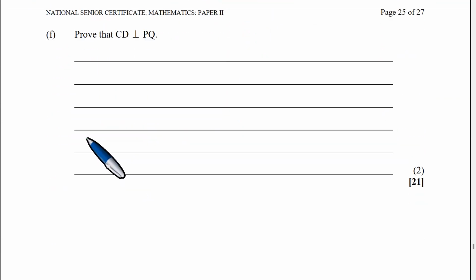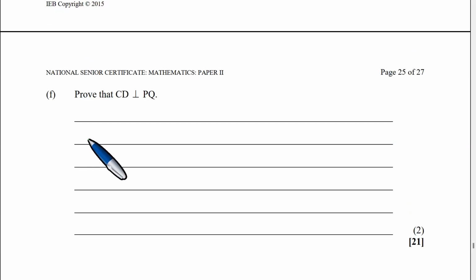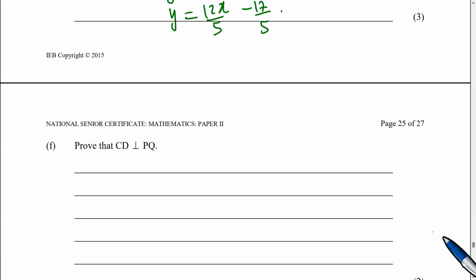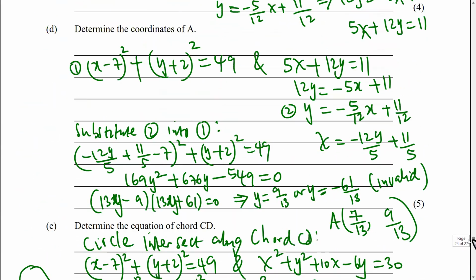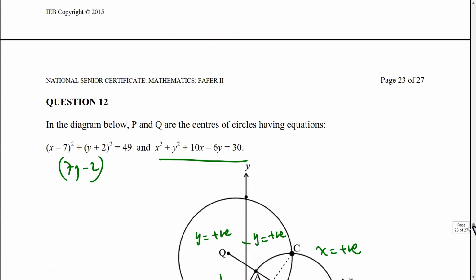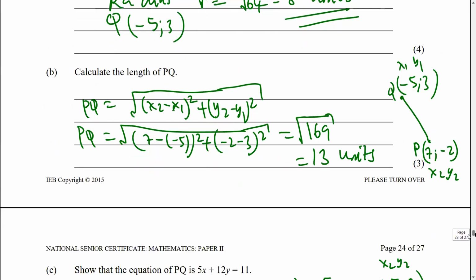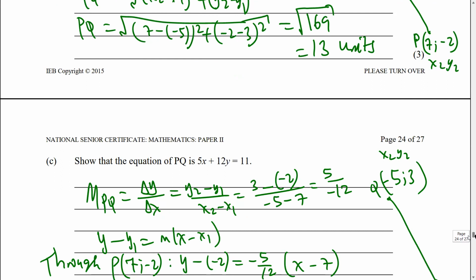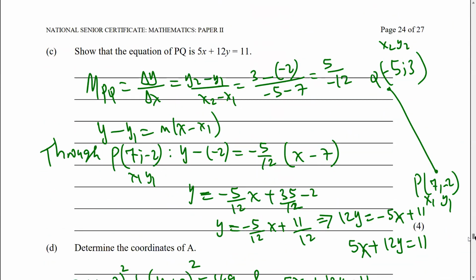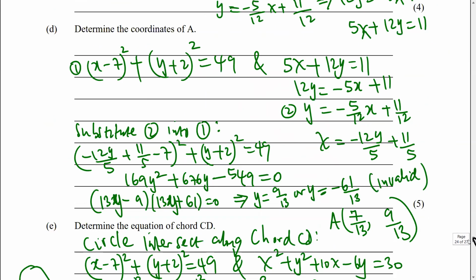Prove that CD is perpendicular to PQ. Let's look at that. What is the gradient of PQ? We have the equation of PQ. Right. So the equation of PQ is exactly this one, which is y equals minus 5x over 12 plus 11 over 12.